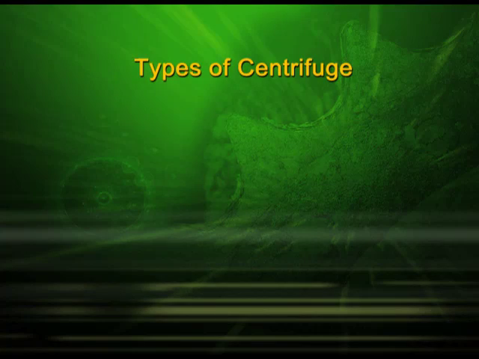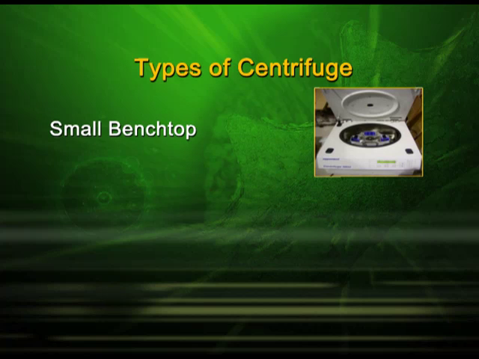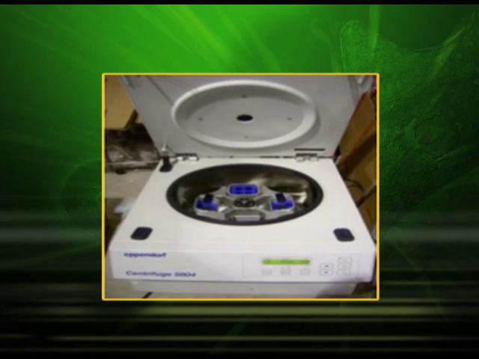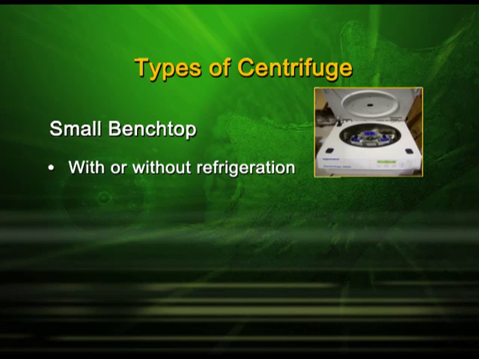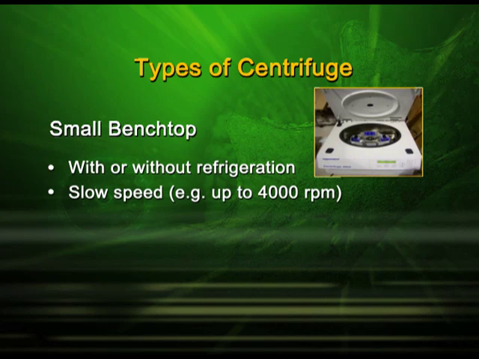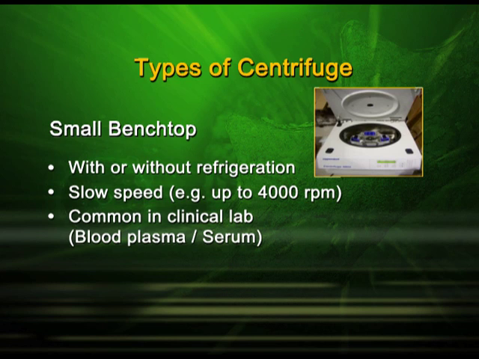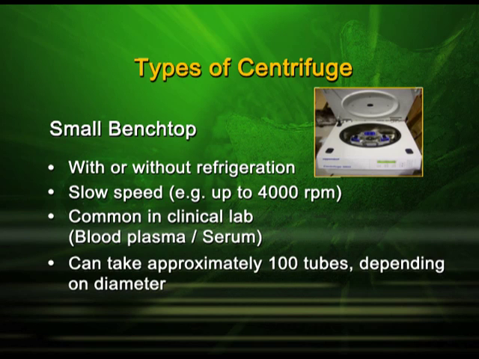Coming to the first type of centrifuge, that is the small benchtop centrifuge, which is otherwise known as low speed centrifuge. It looks something like your grinder or a mixie, which is very small. It can be with or without refrigeration. It runs at a very slow speed up to 4000 RPM, and mostly it is used in the clinics, where you have to separate blood plasma or serum. It can take approximately 100 tubes depending on the diameter.